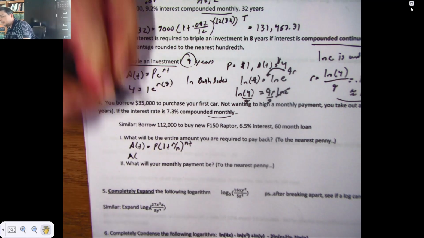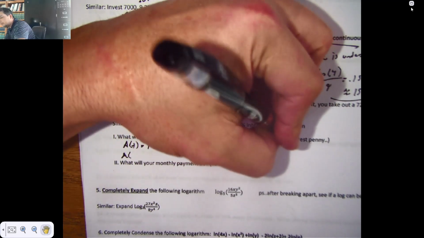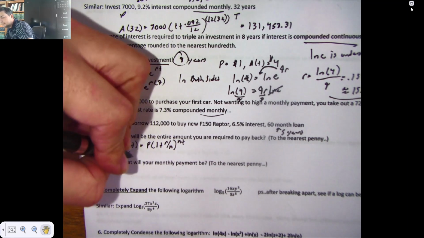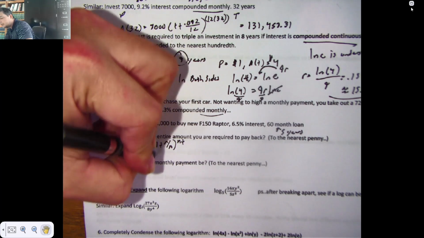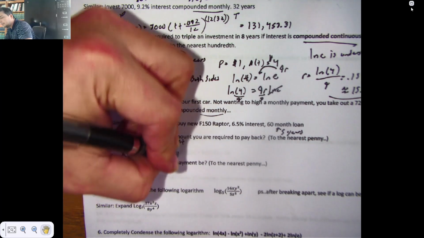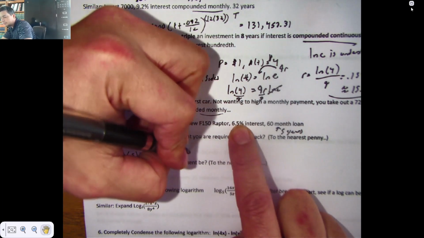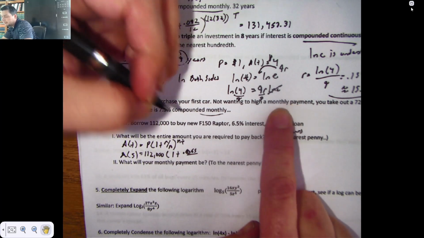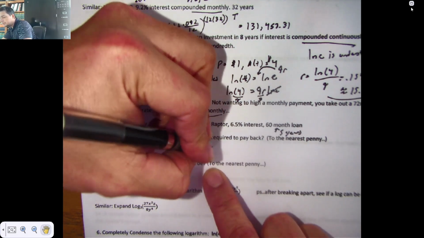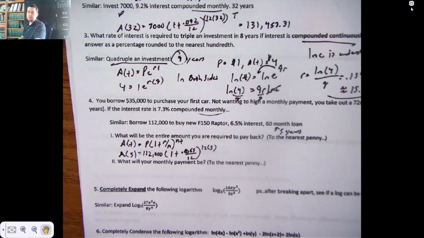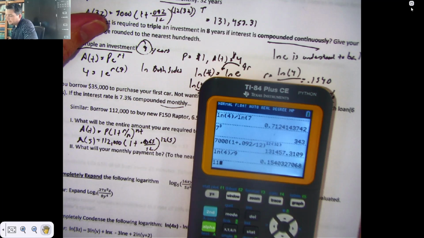It's a 60-month loan, which, by the way, is 5 years. The amount owed in 5 years is the principal of $112,000 times 1 plus the rate of interest, 0.065 in my example. It's compounded monthly, and I'm going to raise that to the 12 times 5, which is the 60 that a lot of y'all want to plug in the right spot, or the wrong spot. So how much money do I owe?